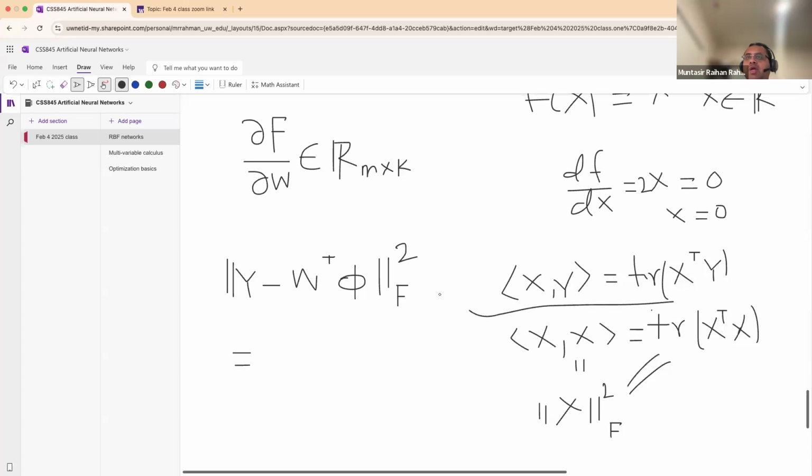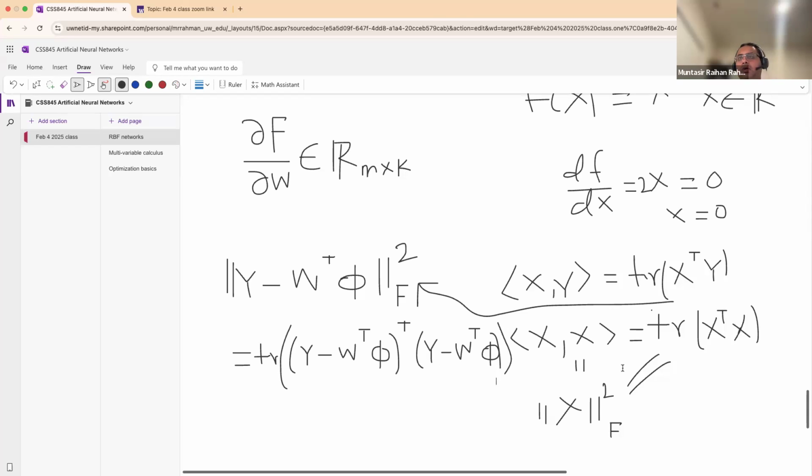And if I try to apply this here, what will I get? I'm basically going to get the trace of (Y minus W transpose phi) transpose, with the same thing, Y minus W transpose phi, and this whole thing is within the trace. Okay.